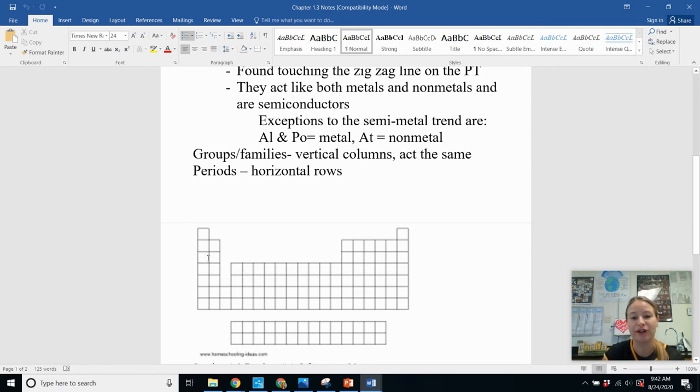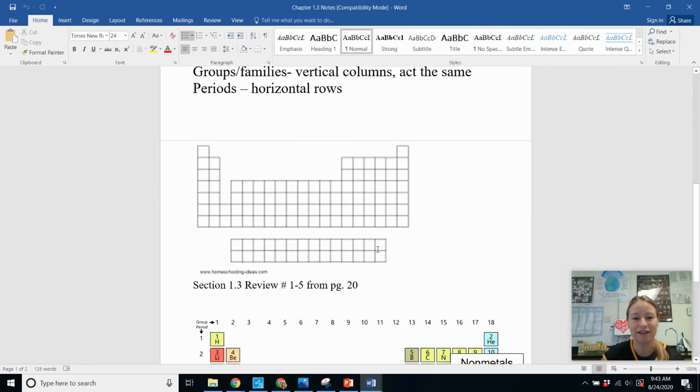So it starts out very reactive. And then as you go to the right, it gets less reactive. And then it starts getting more reactive again. And then you hit the noble gases, which are non-reactive. Then that pattern repeats itself. That's why it's called periodic, because it repeats itself over and over again.